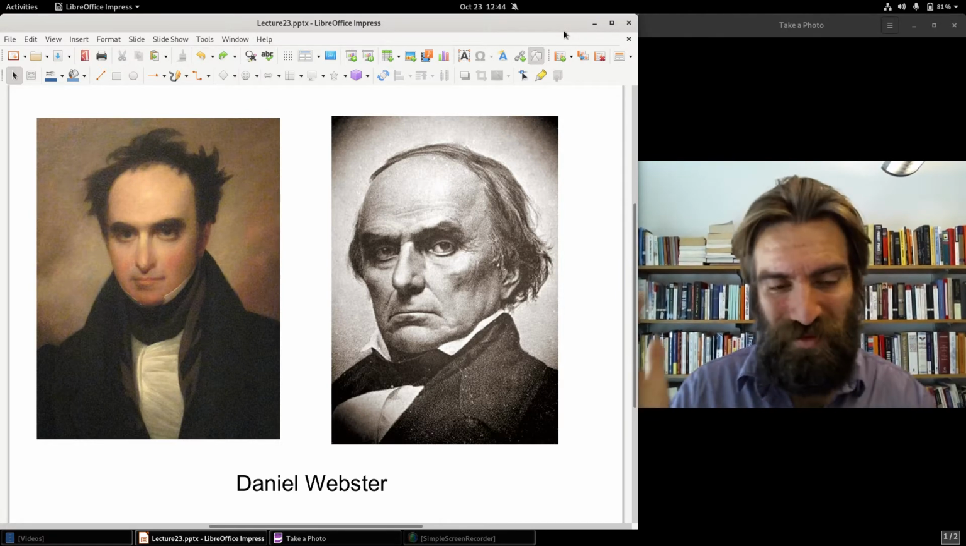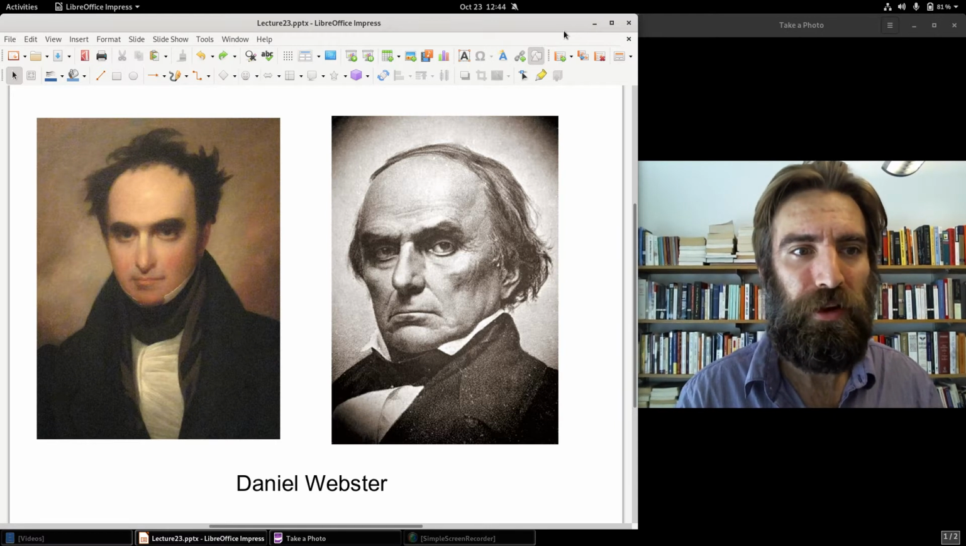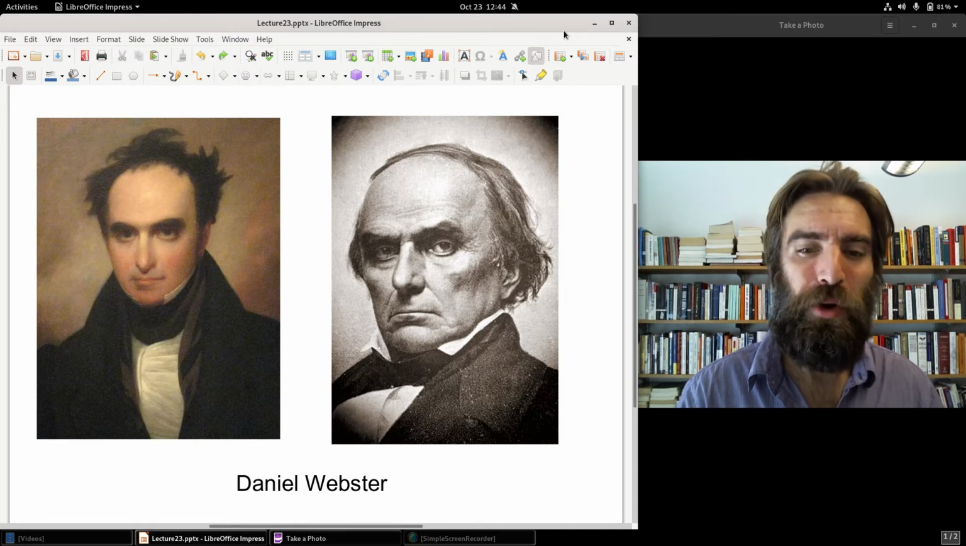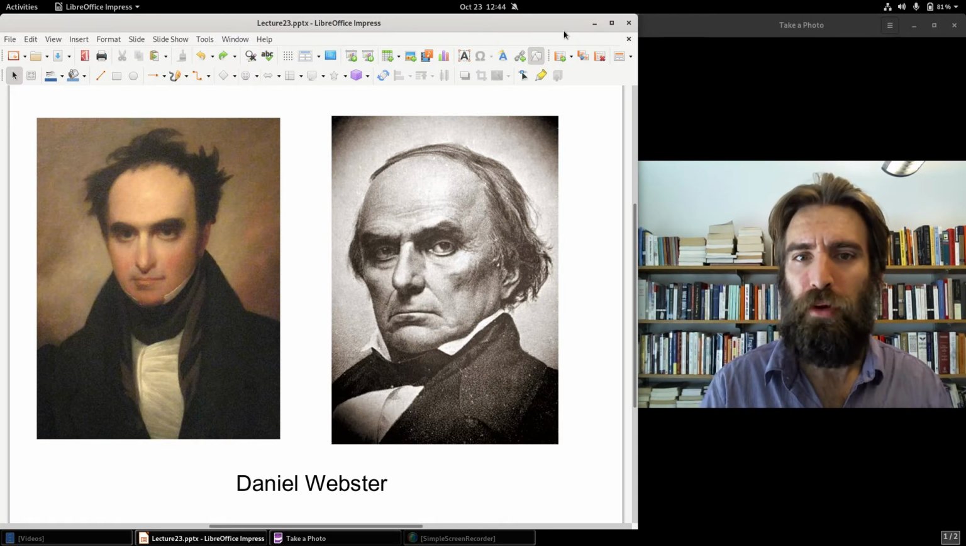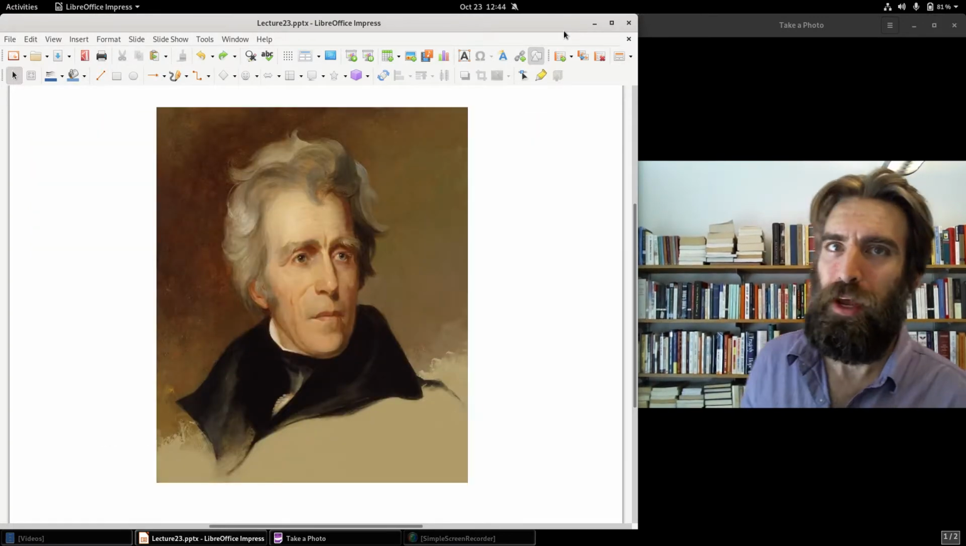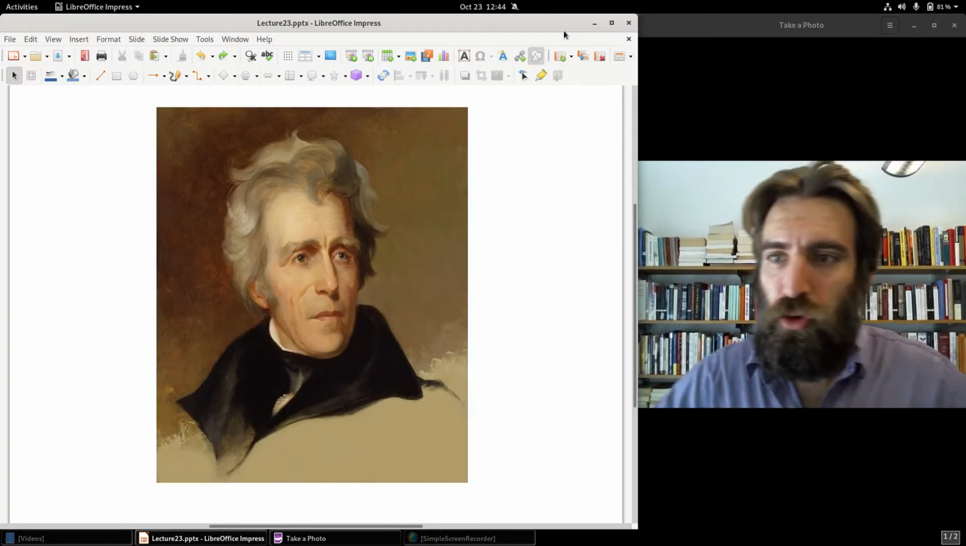Unlike Clay, he was not too concerned with appealing to a common man. He was elitist and reveled in it in many ways. But brilliant man. He is also part of the Whig Party. And then there's this man. Andrew Jackson.